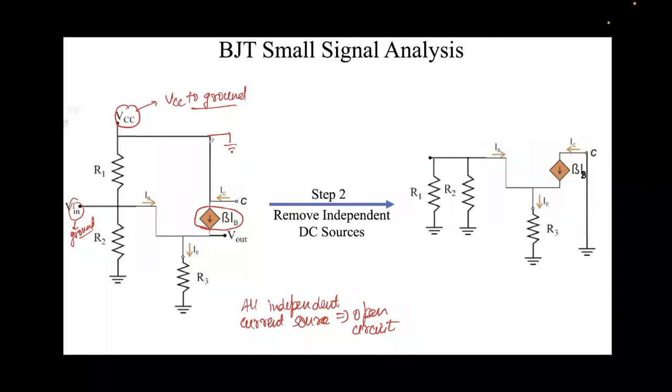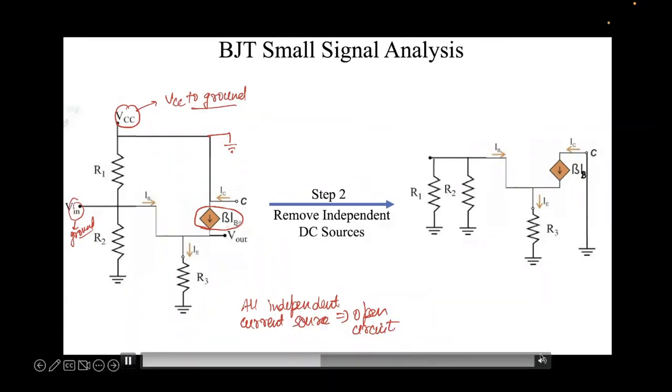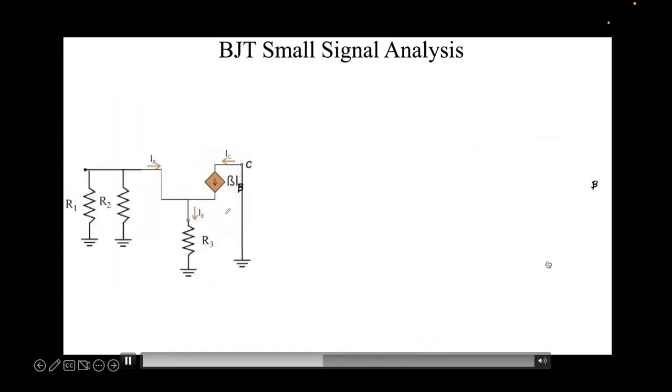Similarly, this collector will now be grounded because VCC has been grounded. So this remains the same, and this is the circuit that we have gotten. I'll reiterate that removing independent DC sources means all independent voltage sources are to be grounded, just like VCC, and all independent current sources are to be open circuited. There are no independent current sources. This is a dependent current source, so nothing will change over here. And this is the circuit that we had.